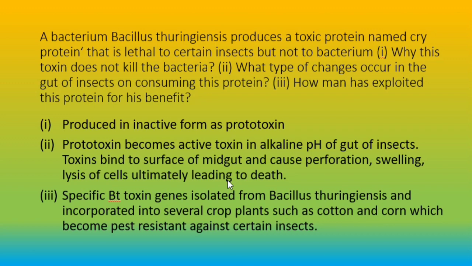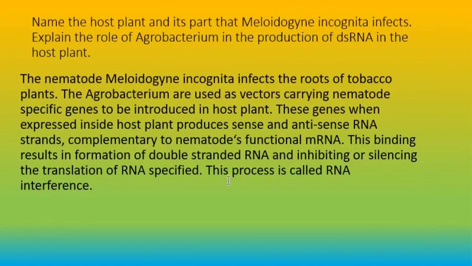How has man exploited this protein for his benefit? Specific Bt toxin genes isolated from the Bacillus thuringiensis bacteria, like cry genes, were incorporated into crop plants such as cotton, corn, tobacco, tomato, or brinjal, which become pest resistant against certain insects, because these cry genes are highly specific and can act only on certain targeted insects.